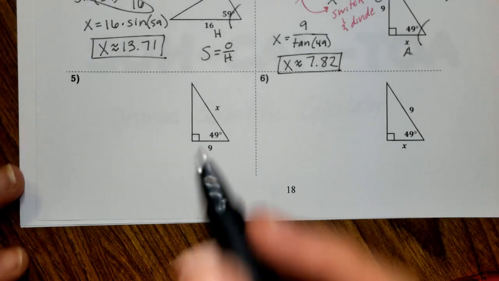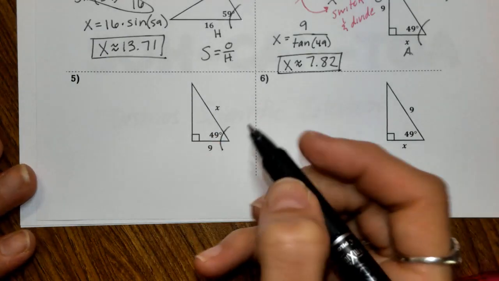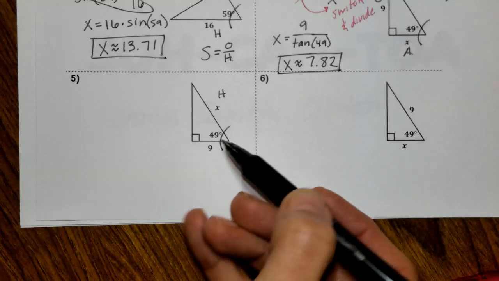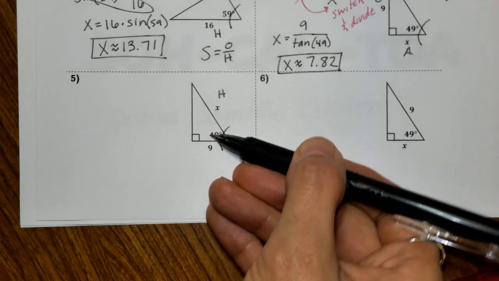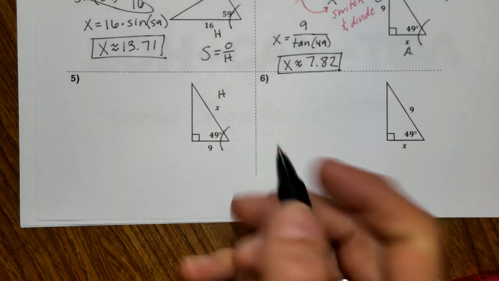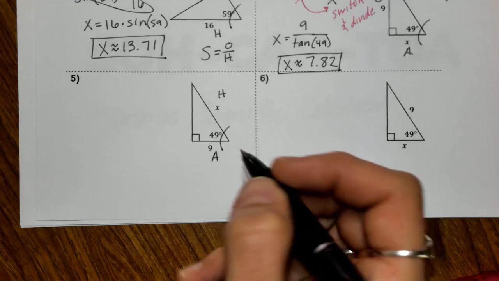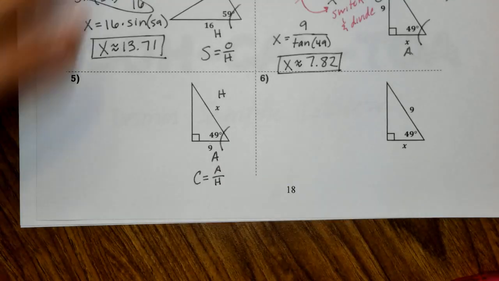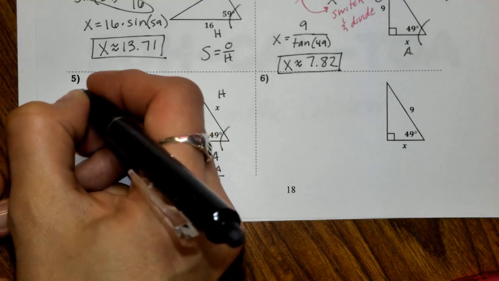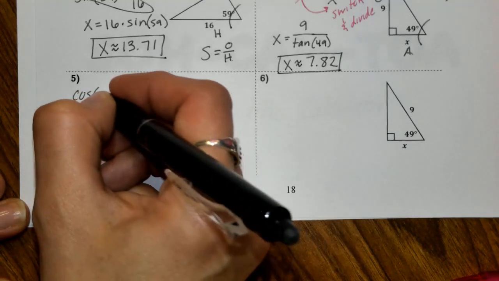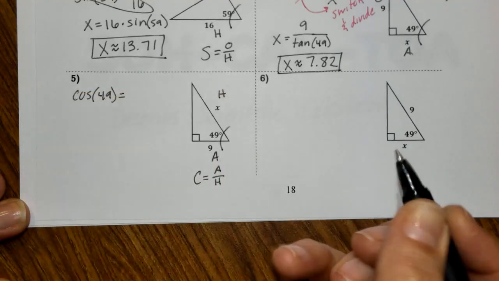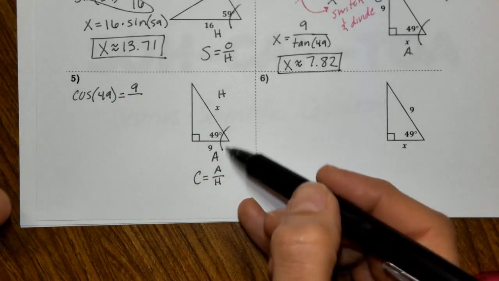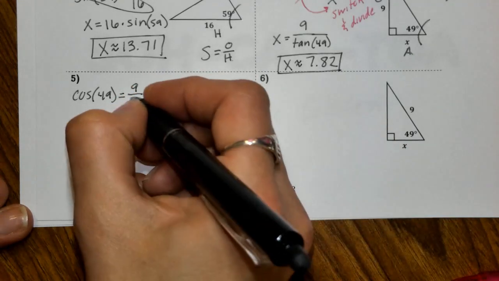Looking at number 5, angle of perspective right here, I'm seeing I am using my hypotenuse, so we're either using sine or cosine. We look at where our angle of perspective is. We're going right next to the angle for our adjacent. This will be cosine of adjacent over hypotenuse. So fill in cosine of the angle 49 equal to adjacent 9 over hypotenuse x.